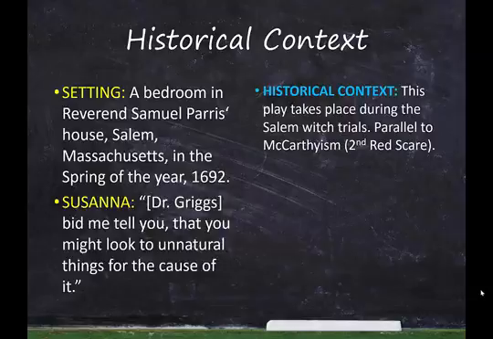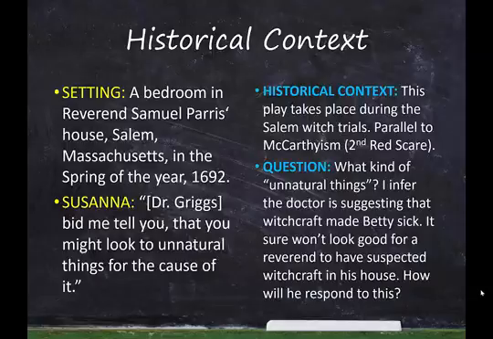Scene 1 begins with Reverend Parris praying over his daughter Betty, who seems to be almost comatose. Susanna comes in with word from the doctor. "He bid me tell you that you might look to unnatural things for the cause of it." We can tie this comment back to the note about the Salem witch trials by asking a question. What kind of unnatural things is Susanna referring to? I infer that the doctor is suggesting that witchcraft made Betty sick.